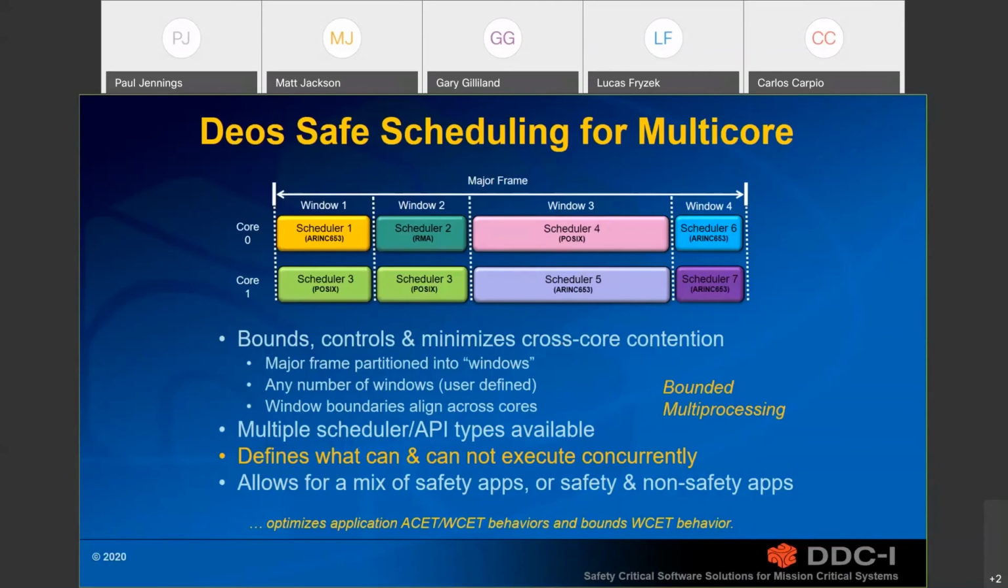So you need to look at your applications and then define these windows of time across your major frame, so that they can work like that. But basically, you want to make sure you define what can and cannot execute concurrently, so that you can meet your worst case execution times and bound and control the contention that could arise from the way the hardware works and the way memory and memory buses and that kind of stuff.